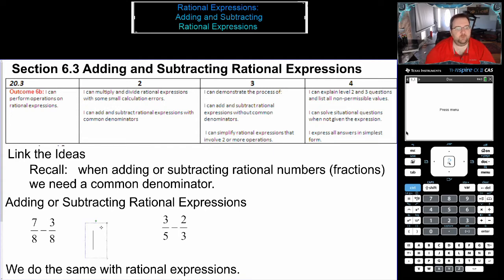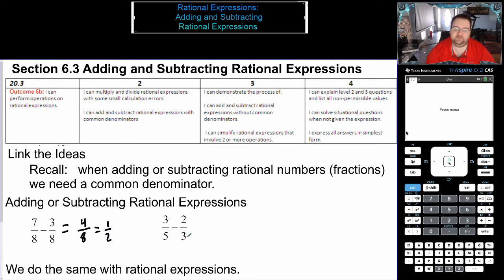One thing I want you guys to realize is the processes are going to be very similar between how you would add and subtract rational numbers like this and how you would add and subtract rational expressions. So let's review. If I have rational numbers with the same denominator, what do I do? I just combine the top. So 7 minus 3 equals 4, and my denominator stays the same, so it becomes 4/8. And I can simplify this to be 1/2.